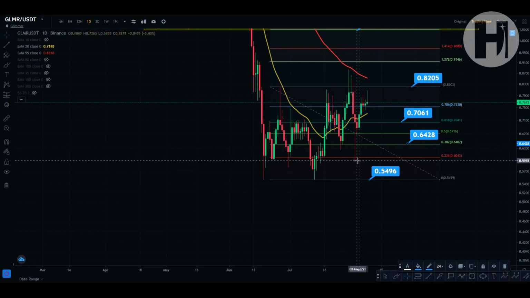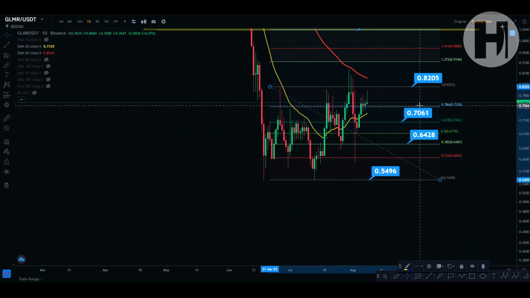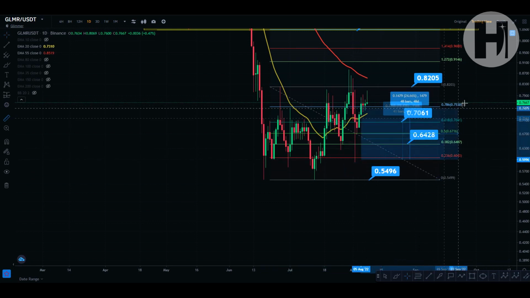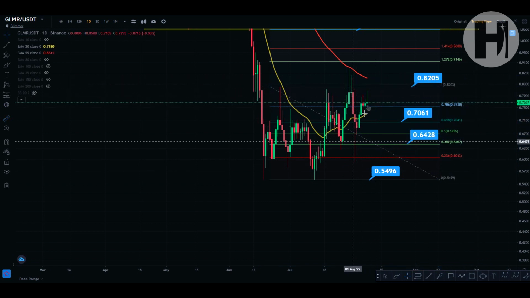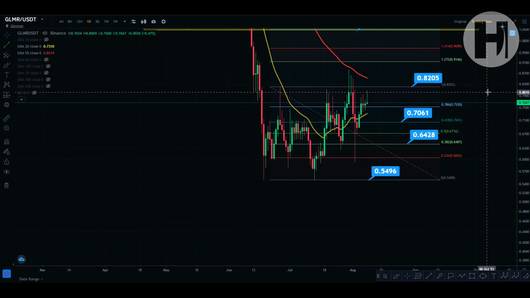And from where you had these levels, or from where you had the capitulation here, you did see a move to the upside of around about 35%, which is a very nice trade, my friends. This is a very nice trade.